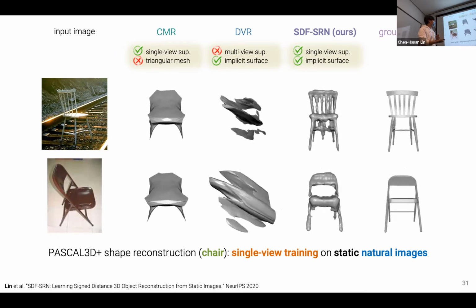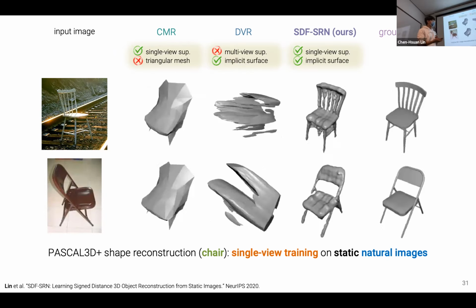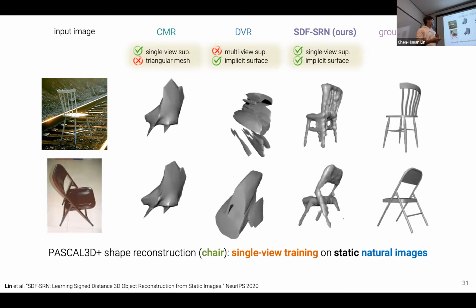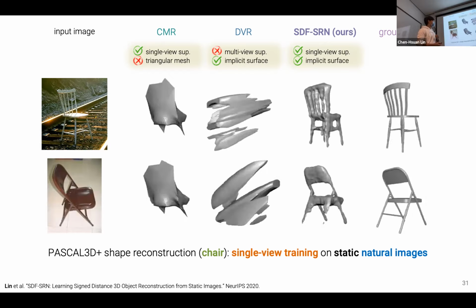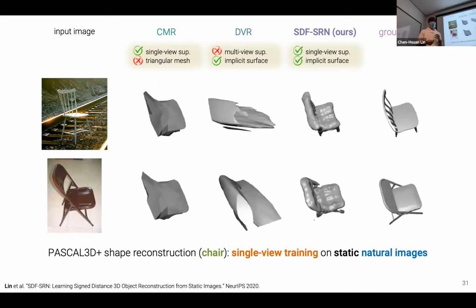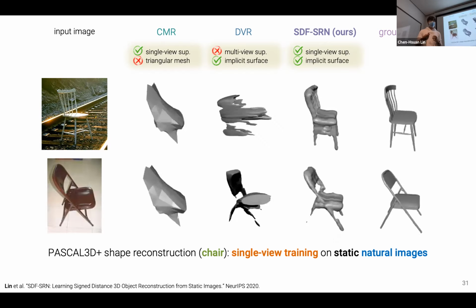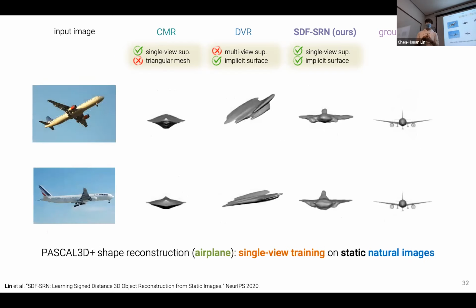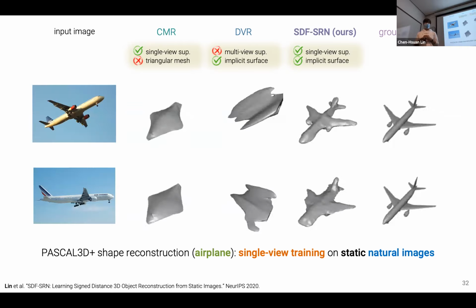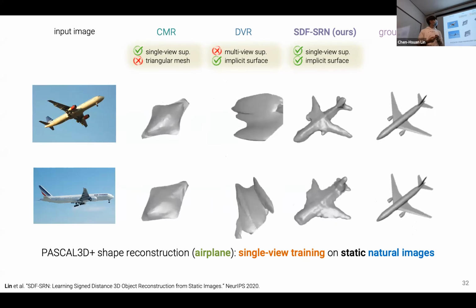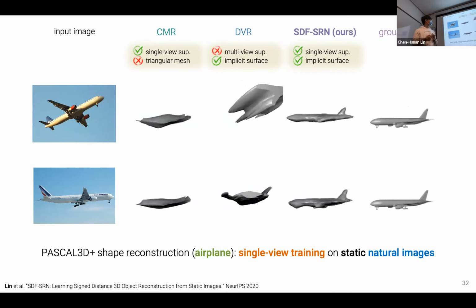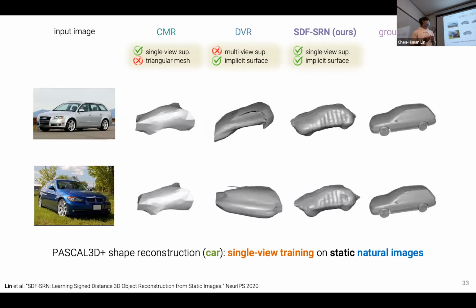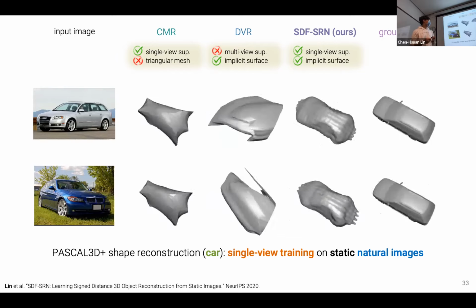Okay, we can see that meshes have the inherent limitation of being confined to a fixed topology, whereas our method can reconstruct arbitrary topologies, like the bars of the chair and also the legs. And we can also look at some other categories, for example, airplanes. These are all reconstructions from the test sets. And these are some examples of the cars.